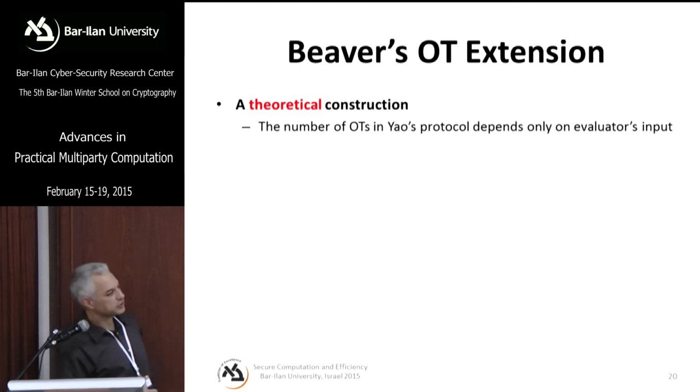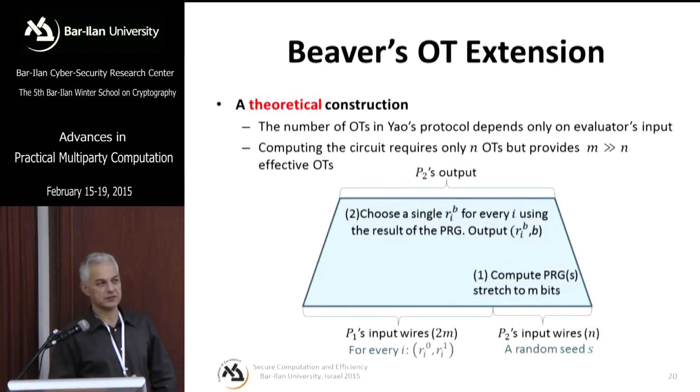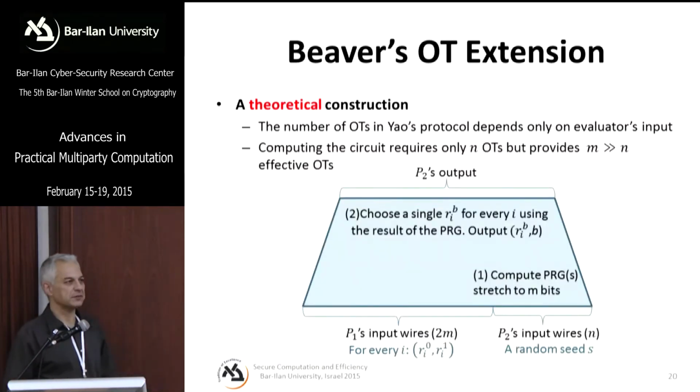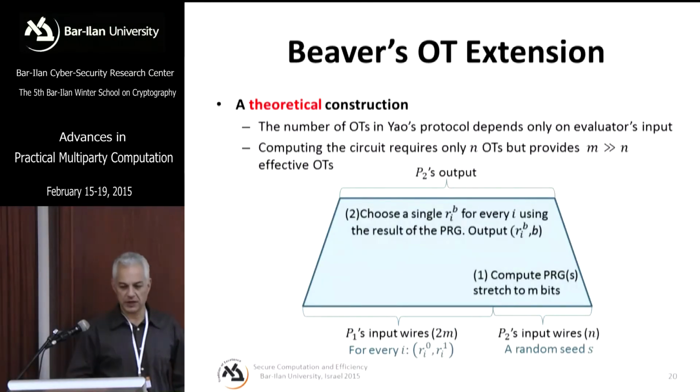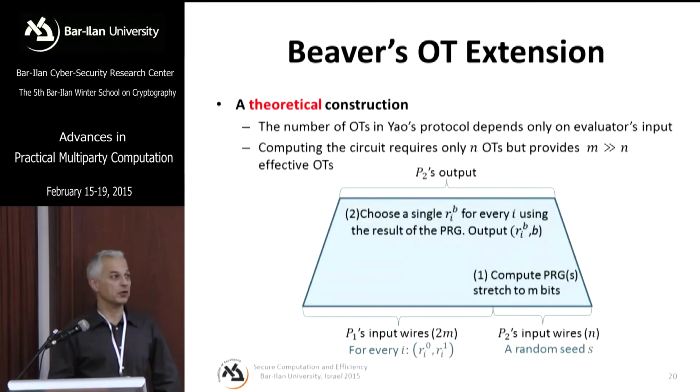The first construction was due to Beaver. This is the construction, and the slide doesn't say a lot, so let me describe the slide for you. It's a very nice construction. It's still theoretical, but it shows how to do this. P1 is the sender in the oblivious transfer, and P2 is the receiver. P1 constructs the circuit.